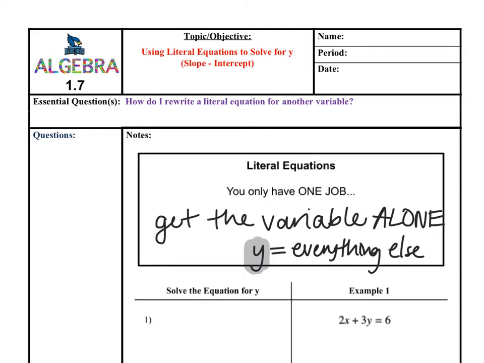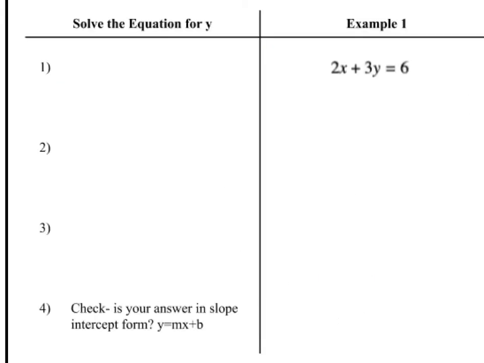Tomorrow, we're going to add in some more things that we're trying to get alone, or different variables. Get the y by itself. Everything else goes on the other side. If you can do that, you can solve the equation. It's going to look a little bit weird, but I need you to trust me. Everything we do today, you will be solving the equation for y.